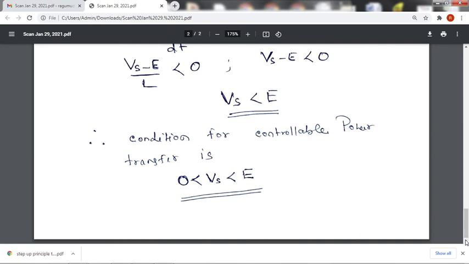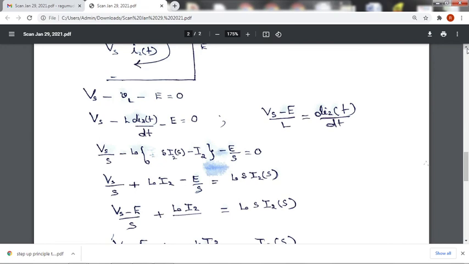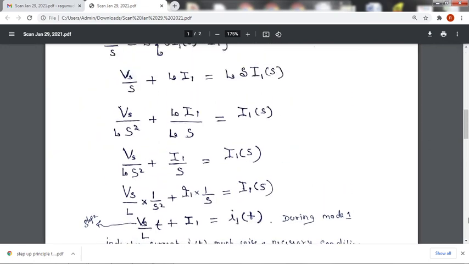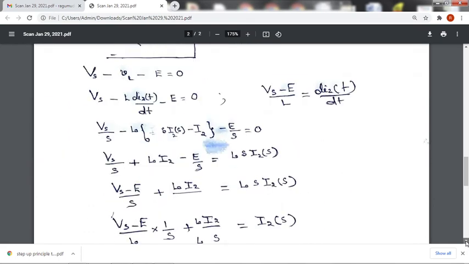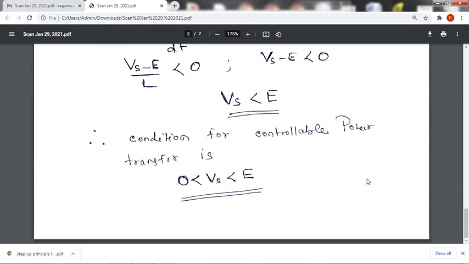So the condition for controllable power transfer is this. Earlier, the first condition we derived for mode 1 is that Vs should be more than 0. The condition derived here is that Vs should be less than E. That's the reason the condition for controllable power transfer is Vs should be more than 0 and less than E.